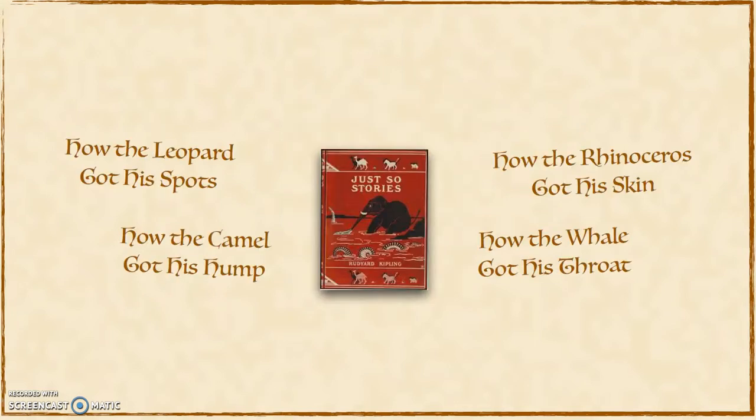And in 1902, these stories, along with some others, were published together in a book with the title The Just So Stories. Many of these stories are origin tales, and they give fantastical explanations for how some animals develop their distinctive features. And we can see on the screen some of the titles for the stories that Rudyard Kipling wrote.